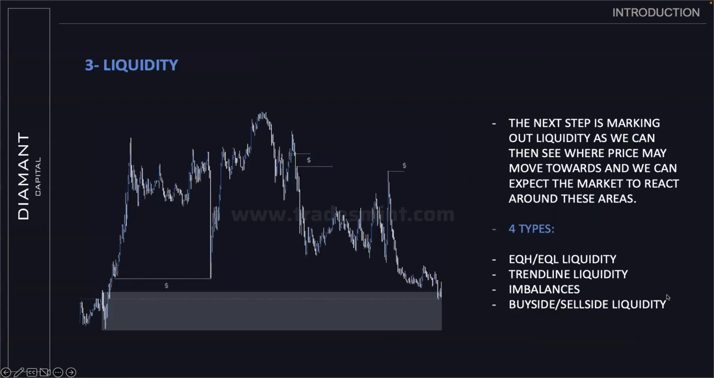Then liquidity. We've talked about this many, many times, but just to really break it down, the four main types of liquidity we do have: equal highs and equal low liquidity. So as in this example, we do have equal low liquidity at the bottom here. Trendline liquidity, that does appear quite often as well. Imbalances, that's something that we've already talked about in the course already, but we're going to be talking about it in much more depth, and it even influences our entry points as well. And then we've got buy side and sell side liquidity. That's pretty much just the highs and the lows of certain ranges. So for example, within this range right here, from the top to the bottom, at the top, we do have that buy side liquidity. So that's what we could aim for in the future.